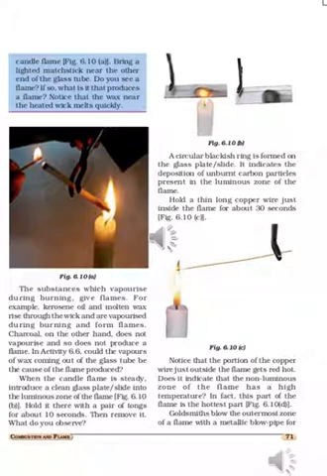Now, the third part of the experiment: hold a copper wire just inside the outermost zone of the flame for about 30 seconds. You can see, just near the outer zone of the flame, bring one end of a copper wire. For 30 seconds, keep it like that and observe it. What we can see: the copper wire just outside the flame becomes red hot.